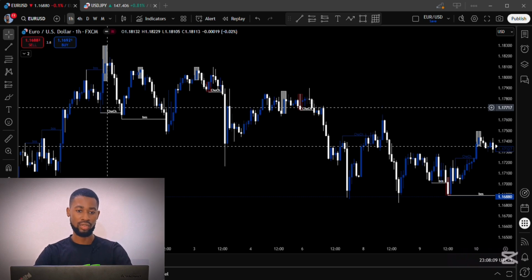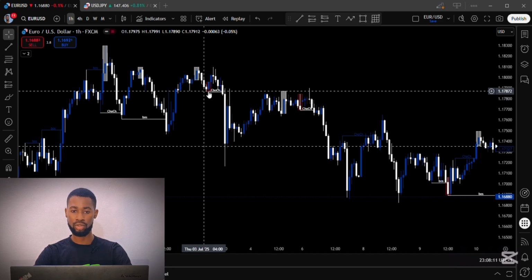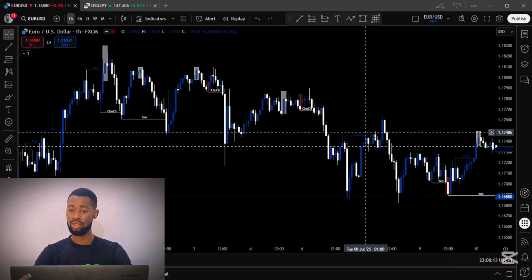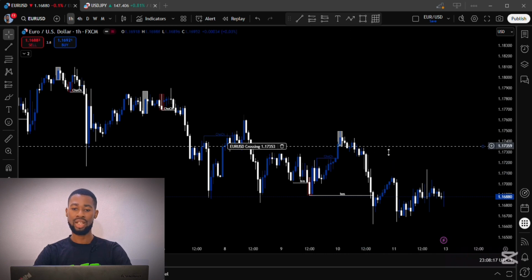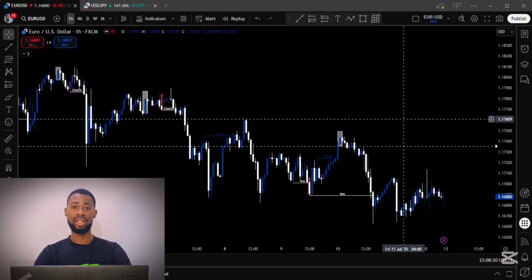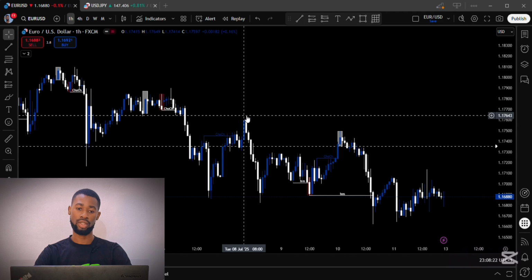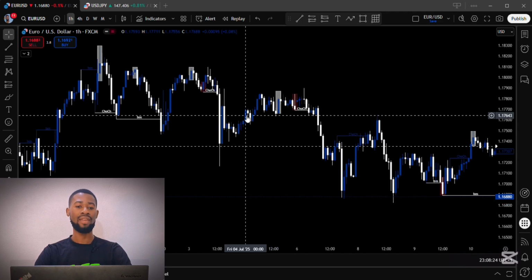You can see change of character, break of structure, change of character, change of character. All those things help me rather than me drawing lines on the charts one after the other, looking at them for price action's sake. So you want to make your life as easy as possible. You do not need to complicate trading. If there are indicators that can aid you, use them. Doesn't matter what anybody says.